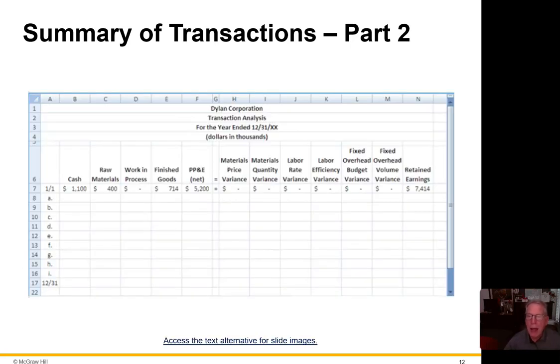Okay, now we set up a summary of these transactions here. Here's our cash, raw materials, finished goods. These are dollars in thousands, and our retained earnings. Okay, that's the beginning of the year.